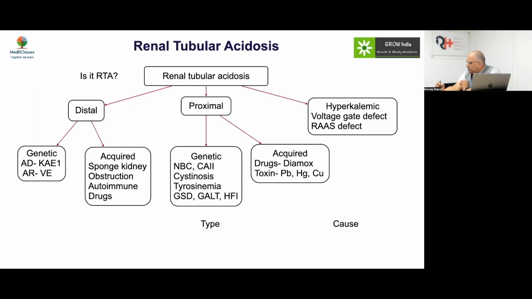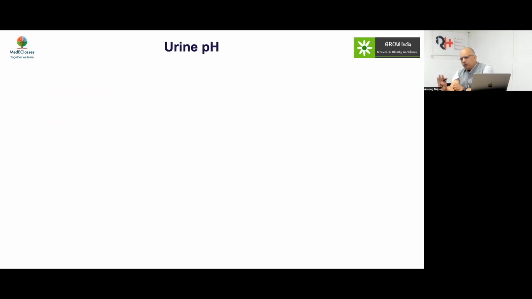The question is, is it type 1, type 2, proximal or distal RTA? Type 4 RTA is very simple. You will be having a hyperkalemic variant. Acidosis is not severe. They will have mostly polyuria, failure to thrive. You will be able to identify them easily. Main aim is to distinguish between proximal and distal.